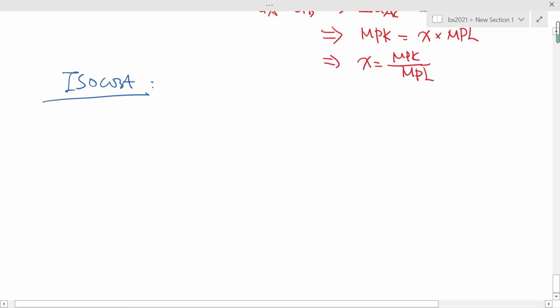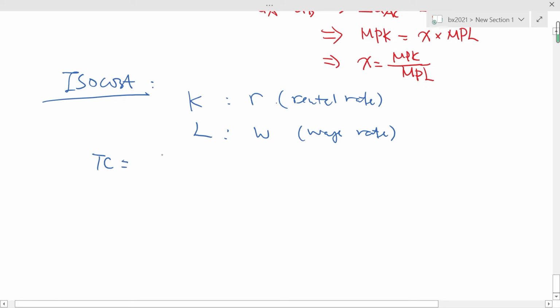Okay, I'm the firm. I want to produce output. I need to purchase inputs for the production. And we categorize all inputs into two categories, capital and labor. Let's say the price of capital is R, which is the rental rate. The price of labor is W, or wage rate. And my budget is TC, total cost, okay? So I can spend my budget on purchasing K units of capital, where each unit costs me R dollars. So altogether, it's RK dollars.